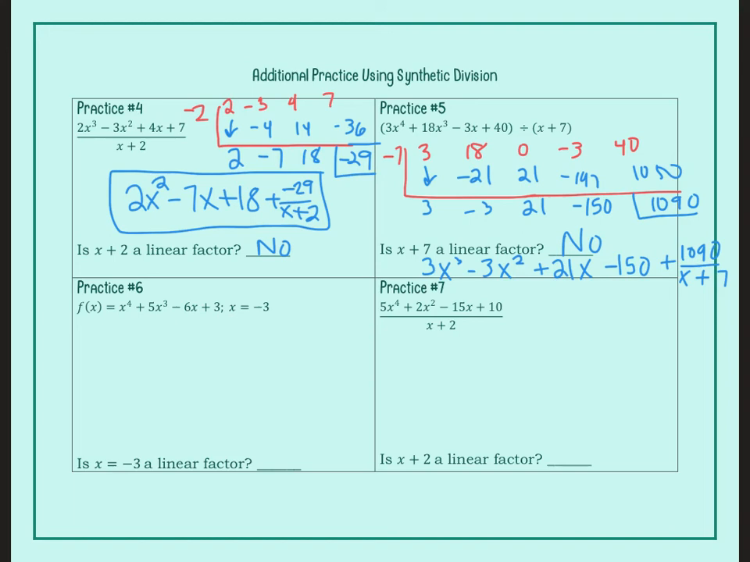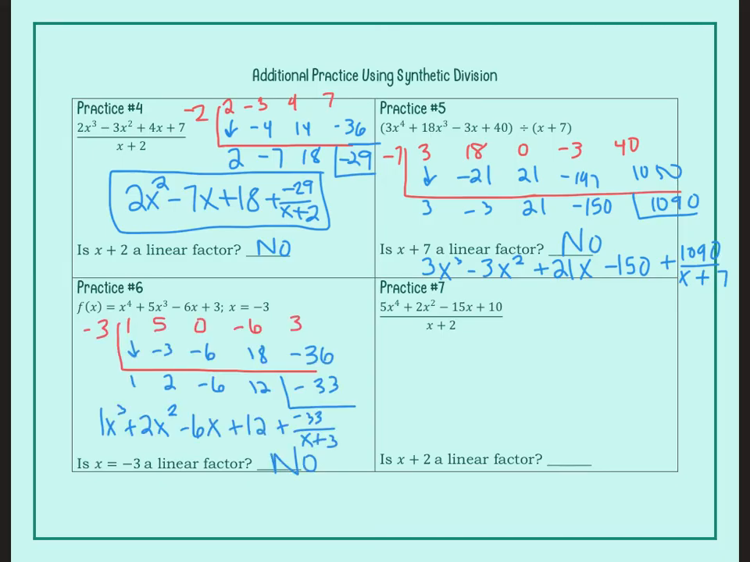Okay, I got some pretty ugly numbers here. My remainder was 1090 and divided by x plus 7. Check your work and see how you did. Okay, let's go ahead and practice number 7. Pause this video here. Okay, now you can check how you did on that one. I got another remainder, so this was not a linear factor.